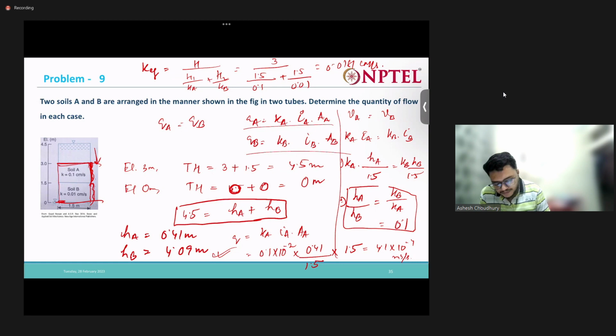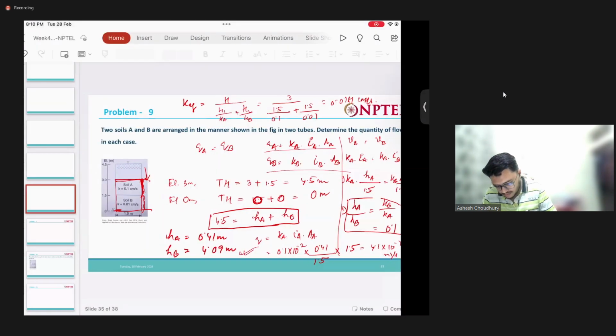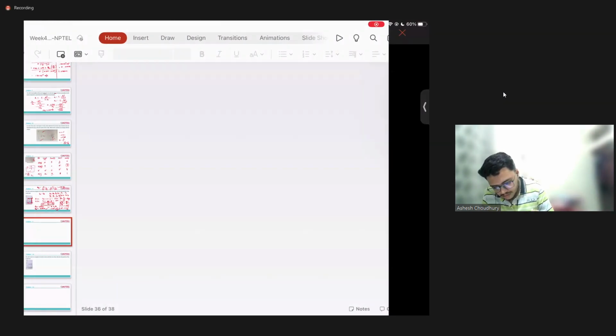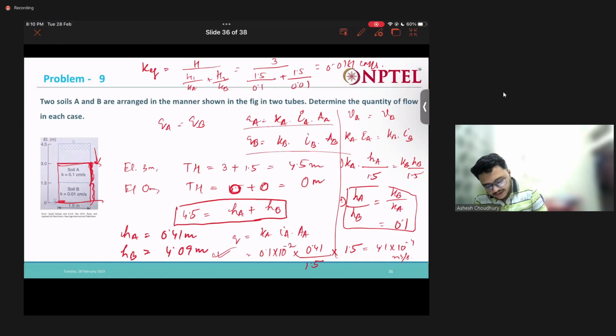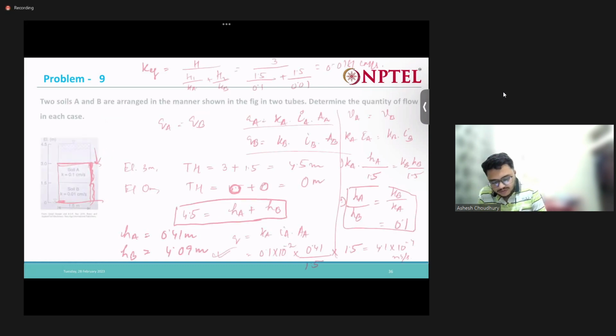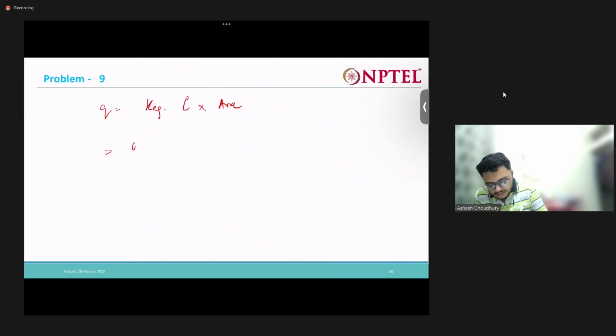You know K equivalent now. So how can you find out Q? Q will be K equivalent into i into area. So what is my K equivalent? I found out my K equivalent is 0.0181. 0.0181 into what is my i?